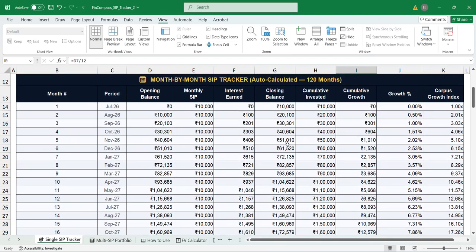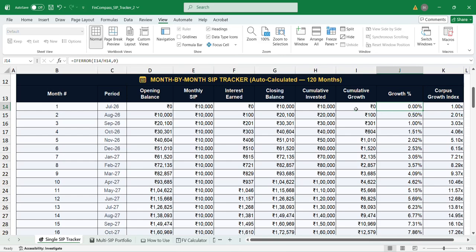Now let's get into the breakup: how your investments keep growing as you keep investing in any fund. In July, you are investing 10,000 rupees. As per theoretical calculation, in the first month there is no return, so the growth percentage becomes 0%, which is 1x. Whatever you have invested is as is.